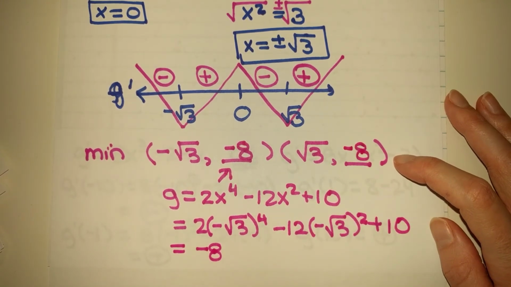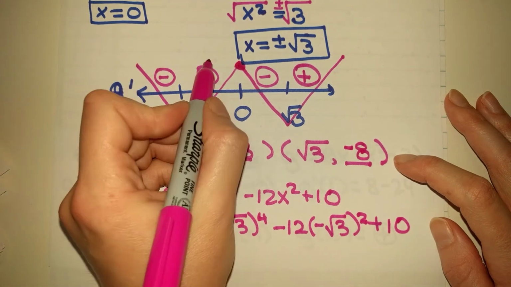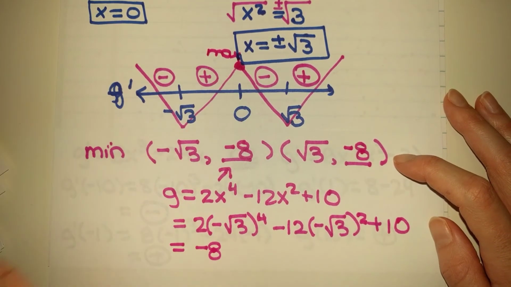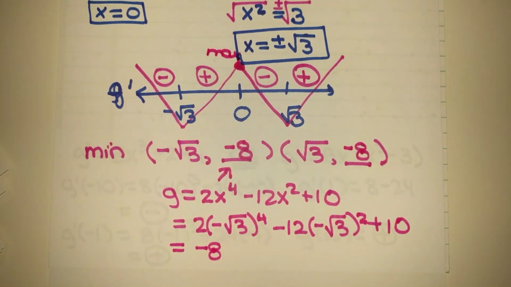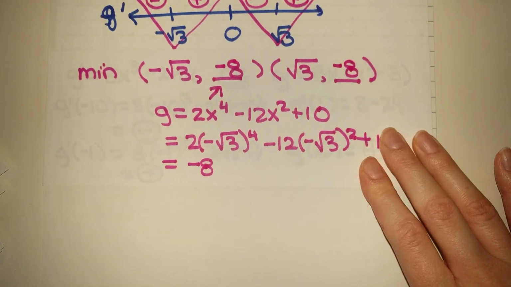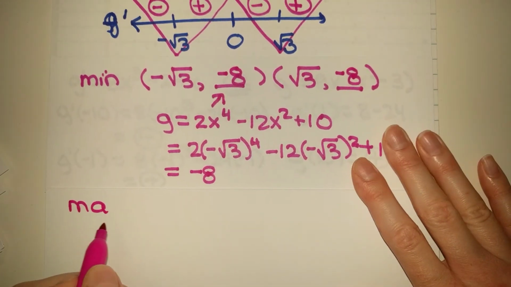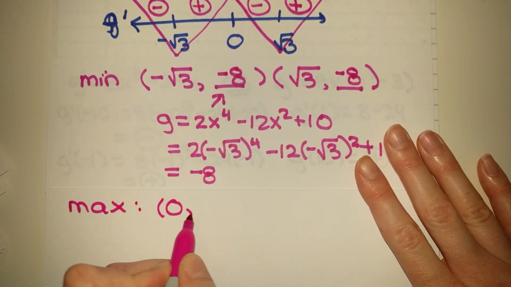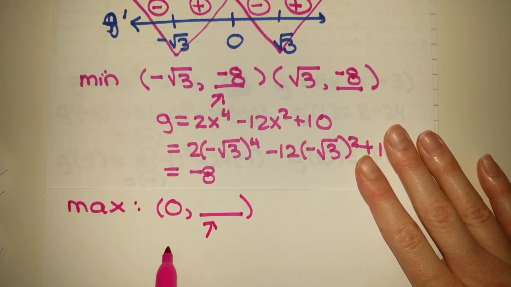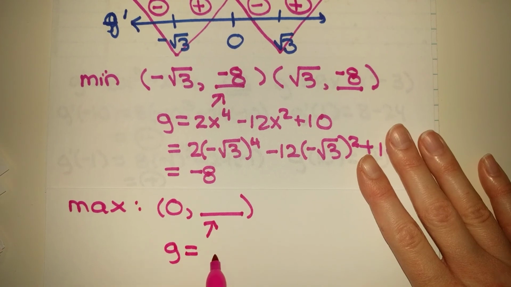Now, we also note that we have a high point here, and that would be our max. So we would also have to say that we have a max at x is equal to 0, and then to find that corresponding y value, we go back to the original function.